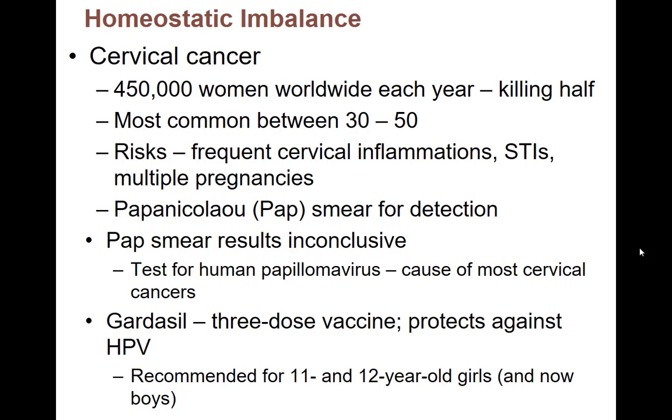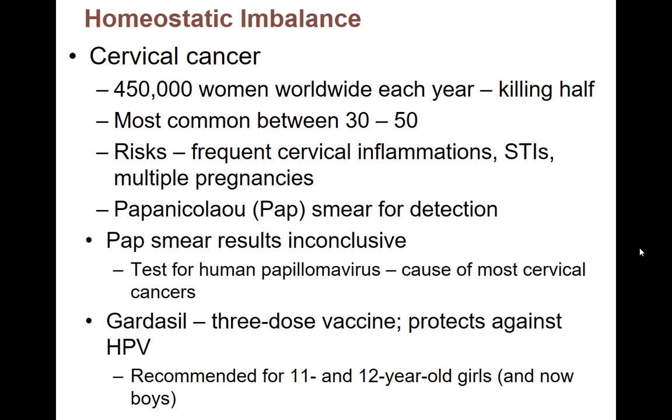Cervical cancer is kind of like a bell-shaped curve. Your highest chance of getting diagnosed is between 30 and 50. If you've made it to 50 and you haven't had it, your chances actually go back down. Risks for developing cervical cancer: frequent cervical inflammations, sexually transmitted infections, multiple pregnancies.